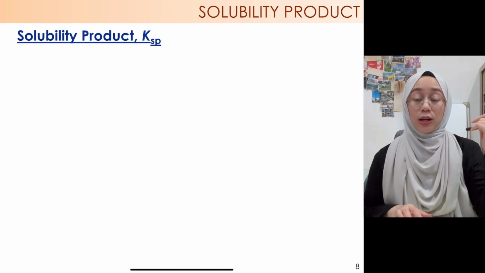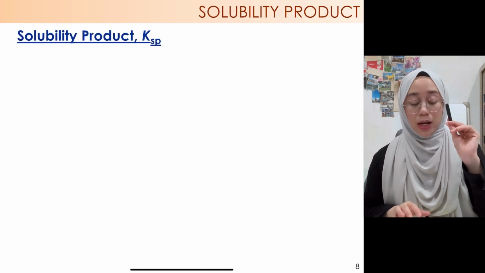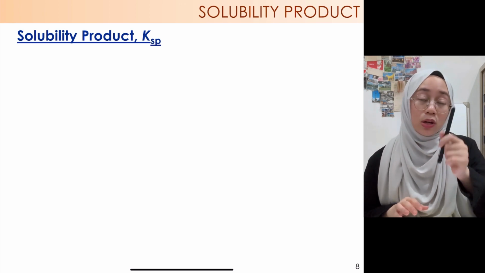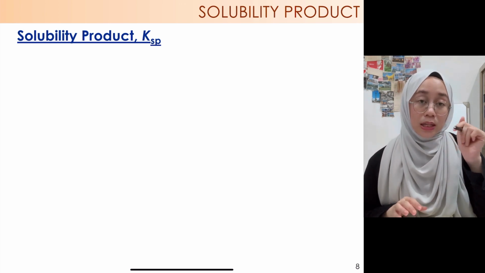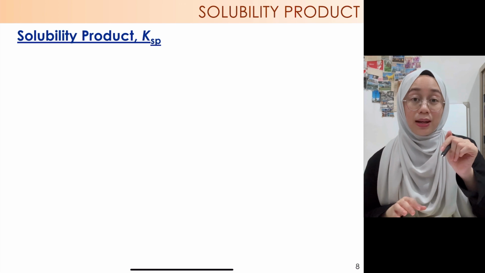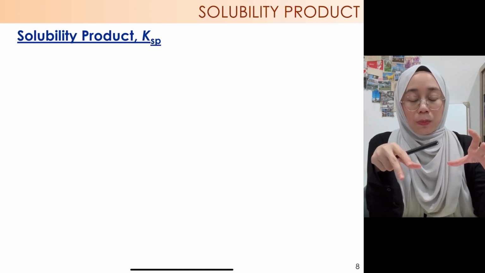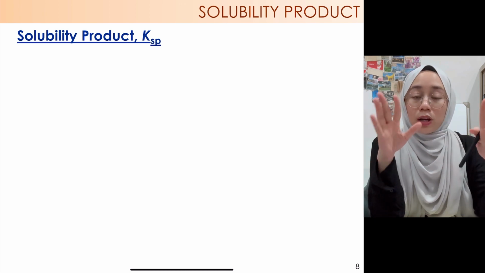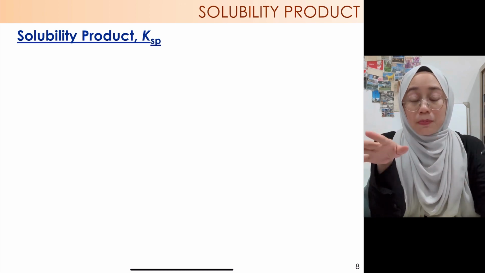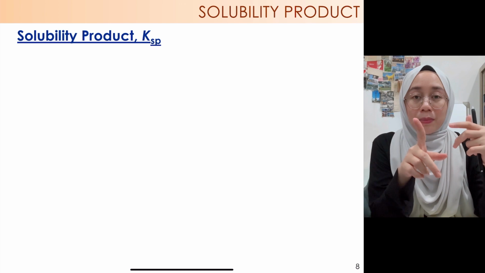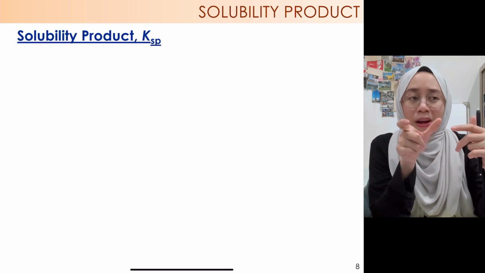Okay, and then kita tengok pula satu lagi benda yang kamu kena take note, solubility product. Solubility product kita akan guna simbol Ksp, class. Okay, jadi I think untuk this particular topic, actually they're very simple. Kalau kamu tengok calculation dia later on, very simple, very easy. Tapi the problem is term dia tu very similar.